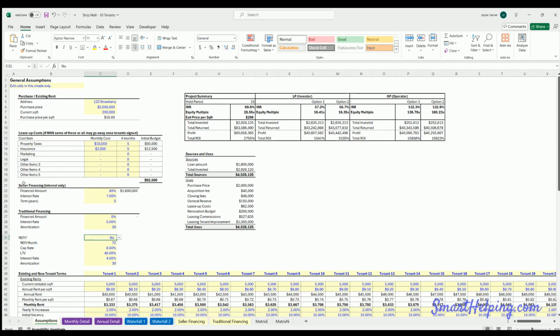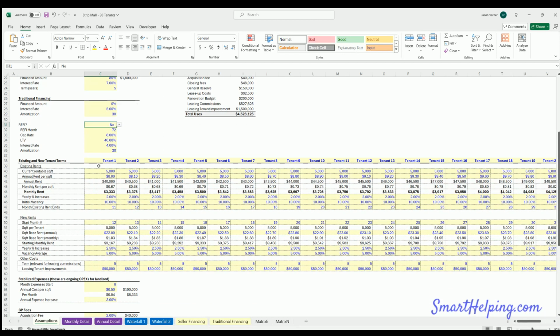All right, so there's financing assumptions. Here we have the tenant assumptions up to 30, and you could put in each of the rentable square foot of the locations or tenant spaces, the annual rent per square foot, and this is existing.